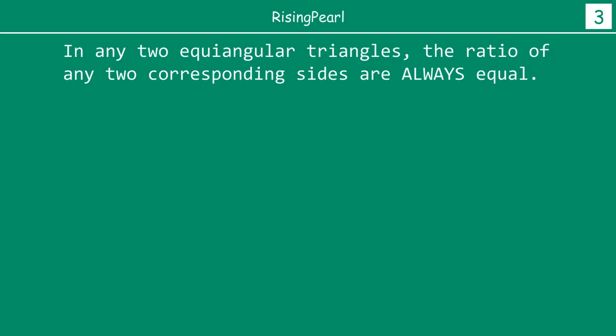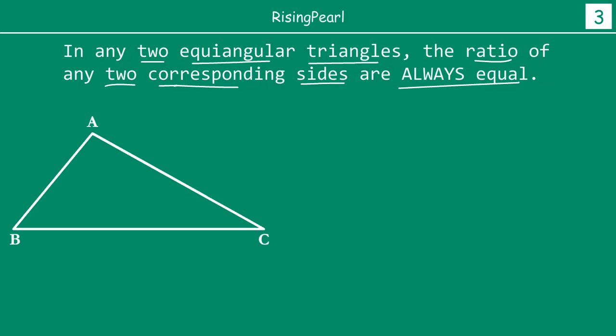So strictly, the famous Greek mathematician Thales, who proposed the universal truth, which is also called Thales theorem or the basic proportionality theorem, states that in any two equiangular triangles, the ratio of the two corresponding sides is always equal. So let's draw a triangle, any triangle ABC here, and we need two triangles because we want to have two equiangular triangles.